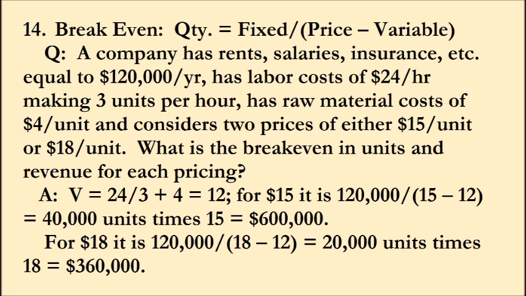Labor costs are 24 per hour. They make 3 units per hour. That's $8. Plus raw materials of $4 a unit. That's a total of 12. So if they charge $15, that's $3 gain for each unit divided through. We have 40,000 units, and the price would give us 600,000. Let's do another one at 18. Here it'd be $6 gain per unit, now with 20,000 units. But notice the revenue times 18 is 360. Notice it's not linear.